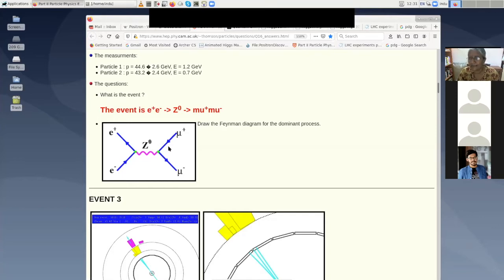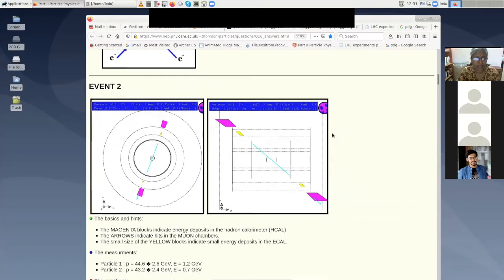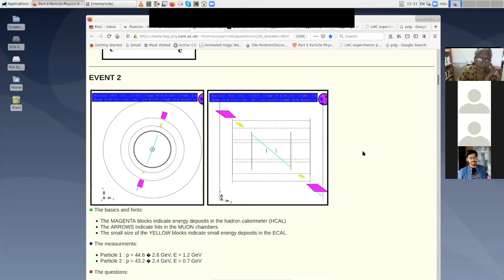Yes, ask. Ma'am, can you go to the first process? Yes, this one. So here, the blue line in the first diagram, there's one blue line, one particle. Can it be in some other direction also, though back to back? Can it be in other directions also? I mean, no, it can be.